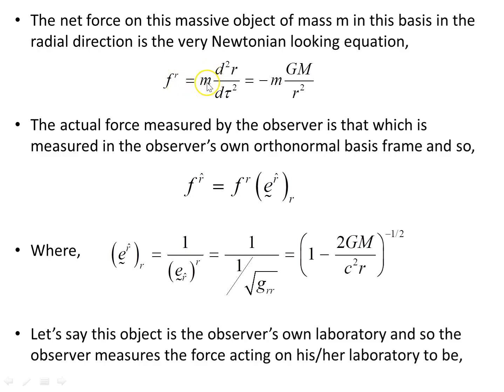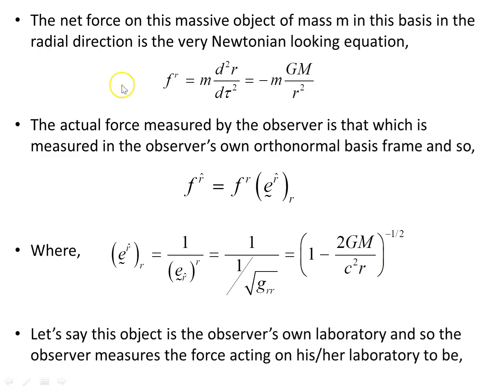Fr here is the mass of, say, our laboratory, times this, minus m, negative because it's in the inward direction. Now, the actual force measured by the observer is that which is measured in the observer's own orthonormal basis frame. So here we go. Here's our observer inside the laboratory, accelerating towards the Schwarzschild mass, and they have their own reference frame inside the laboratory, their own orthonormal basis. They have the corners of the laboratory acting as their axes, and they wish to make their measurements against that orthonormal frame.